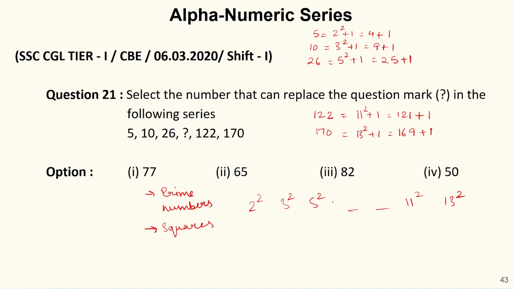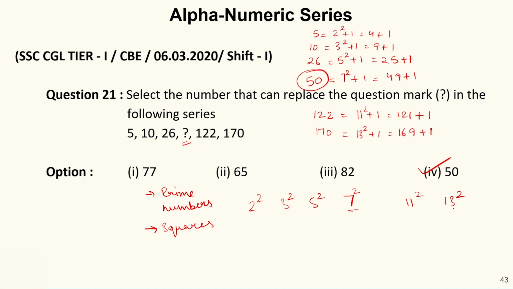So if you know the prime number series, you know that 7 square is basically missing from this. Only one term is missing, right? So 7 square is what? 49 plus 1, that will give us 50. Only one term is missing, that is 50. So our answer will be option 4, 50.